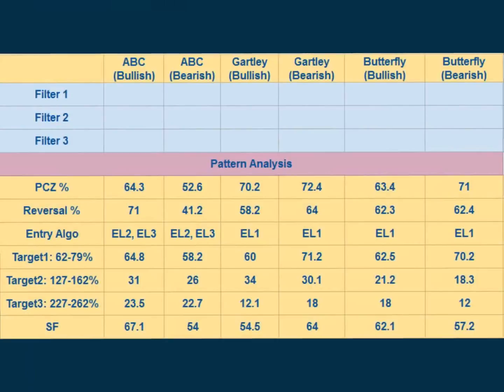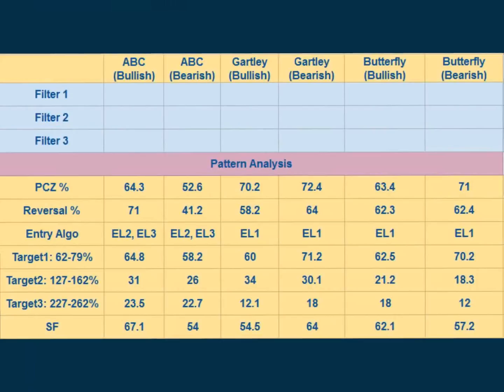No, I think the idea is this. Every pattern, for example, just to focus on this particular slide, you're seeing this, right? Let's say the ABC. Let's look at the first column. I found all these patterns, let's say I don't know, 7,000 patterns on the ABC bullish. PCZ is the pattern completion zone. The first thing I wanted to test is what percentage of the patterns actually reach this pattern completion zone, because I don't want to take the patterns which are still forming. So 64% of the patterns completed that zone, which I expected.